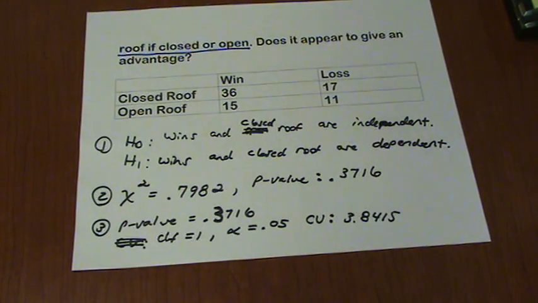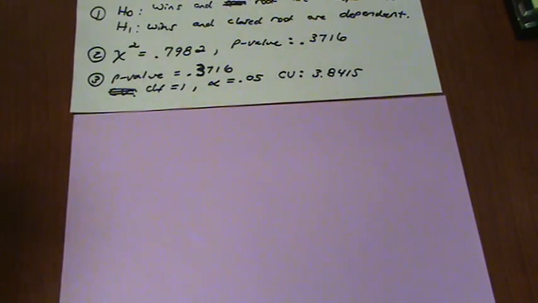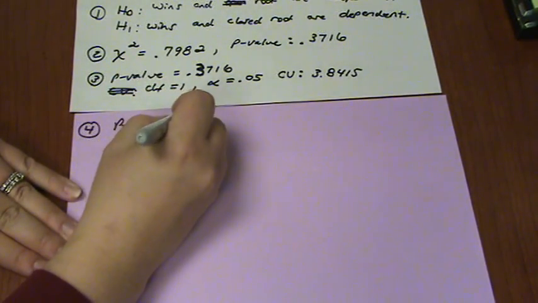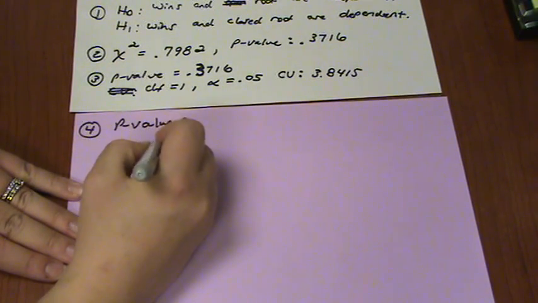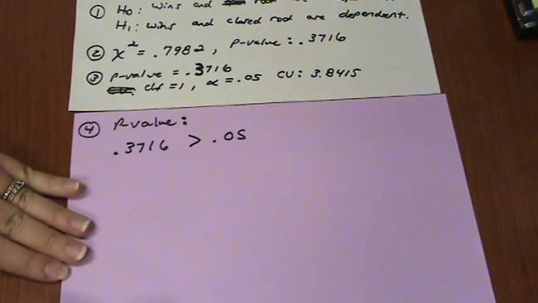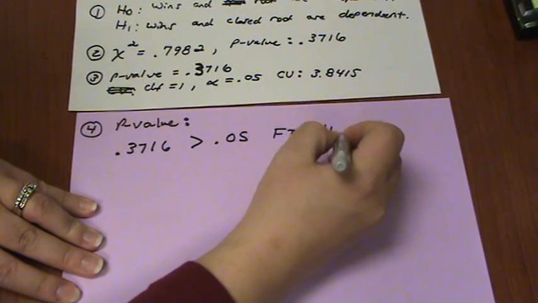Okay, so step 4, I'm going to do my comparison between the two, and I'm going to look at the two different methods individually. First of all, if I'm doing p-value, remember we compare our p-value to alpha. If it's less than, you reject. If it's greater than, you fail to reject. So obviously here I'm going to fail to reject H0.